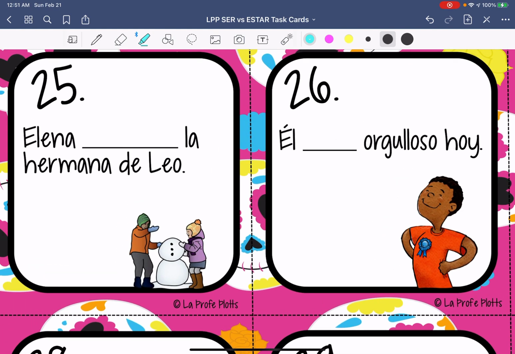25. Elena blank, la hermana de Leo. You should all know what the word hermana means. Twenty-six. El blank orgulloso hoy. Orgulloso, proud. Hoy, today. Okay?